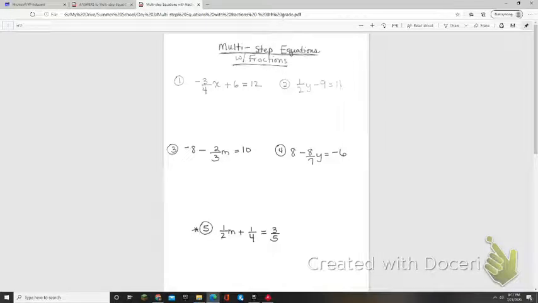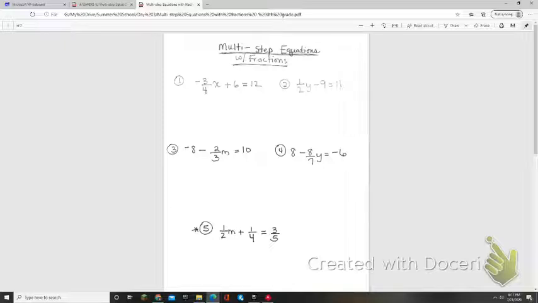Good morning. Today we're going to do multi-step equations with fractions. There's actually a couple different ways you can do this. So I'm going to do number 1 and number 2 with you. And then we're going to do a couple more problems on this worksheet, but this is your homework worksheet. So the problems we're doing for the notes, you don't have to do for homework.